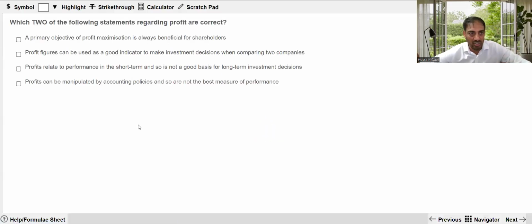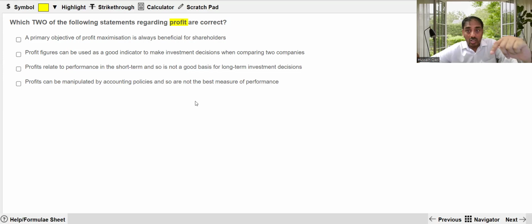The very first question with respect to section A type. Number 1, which two of the following statements regarding profit are correct? Wait a minute. First of all, you need to pick which syllabus content area the examiner examined here. Here the examiner examined something about profit, and this relates to profit maximization matters. This relates to the content of the syllabus called financial management function and environment.